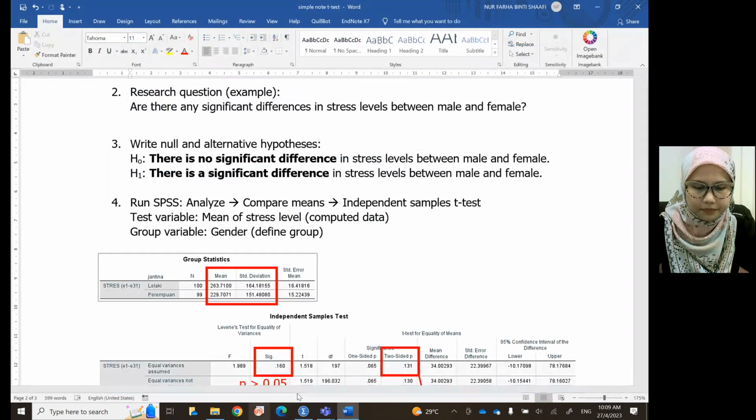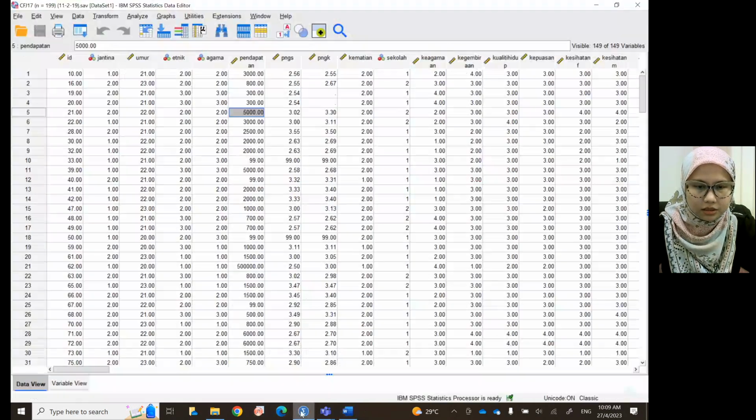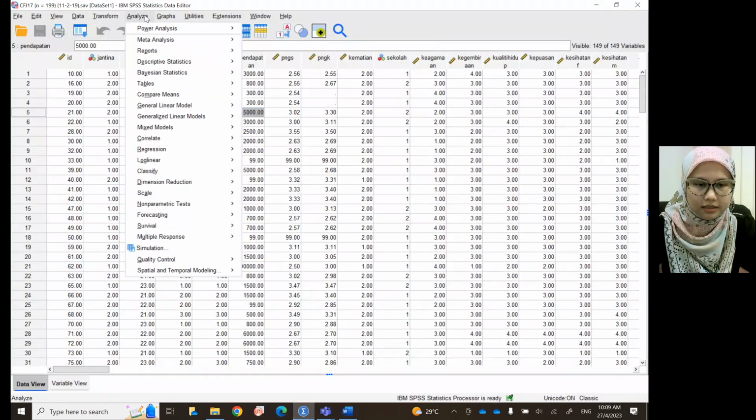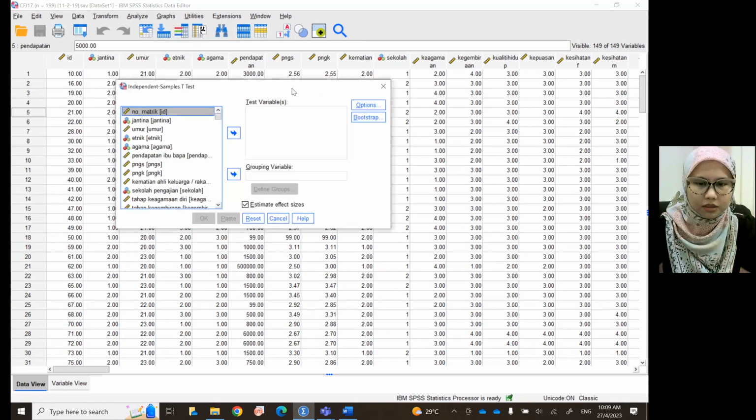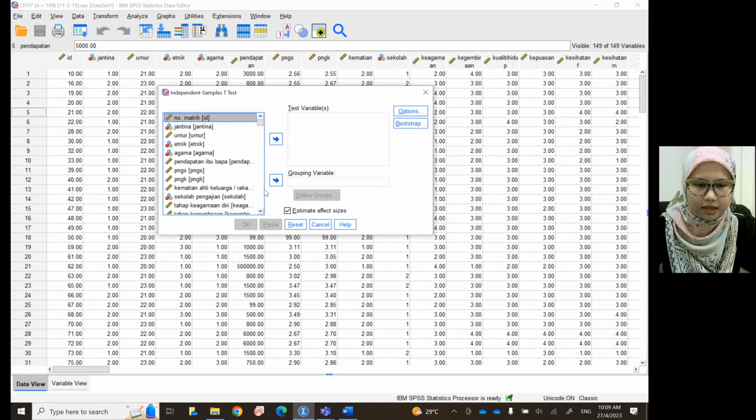All right, so this is your database. You click on Analyze, and then the same thing, you go to Compare Means. After that, you go to Independent-Samples T Test. Just now was the one sample; right now it is the independent sample t-test. Click on it. Once you click, there will be a pop-up for the independent sample t-test.